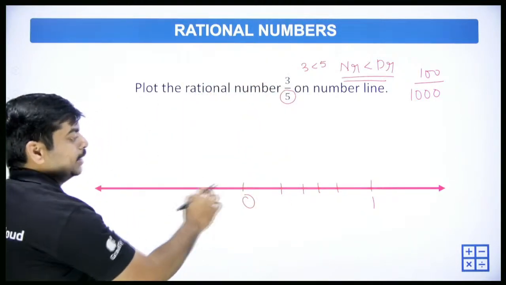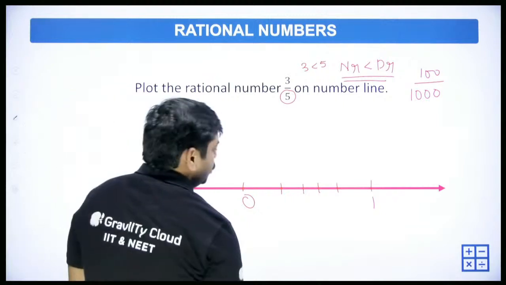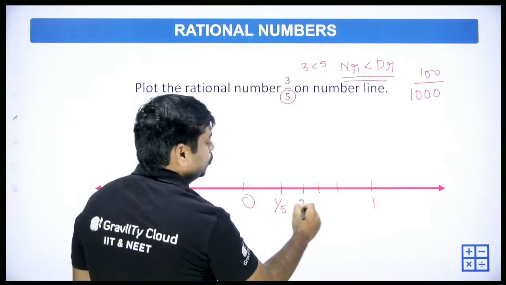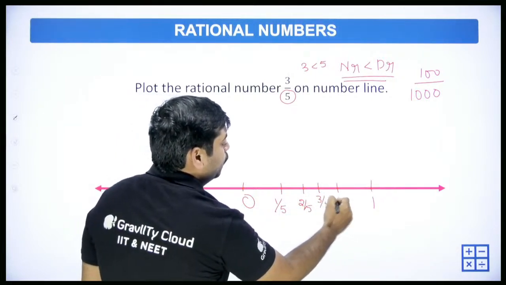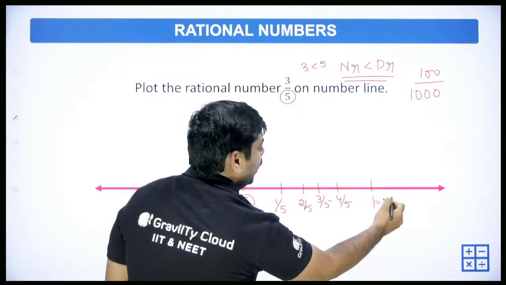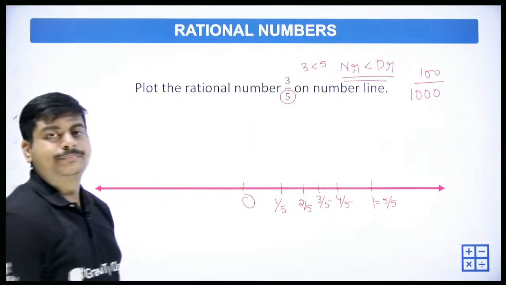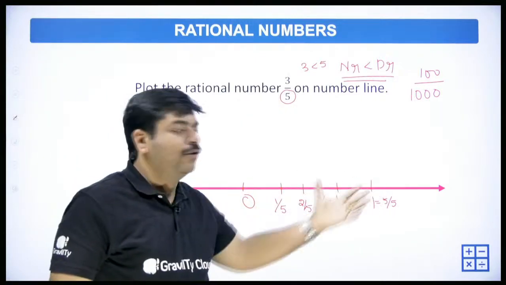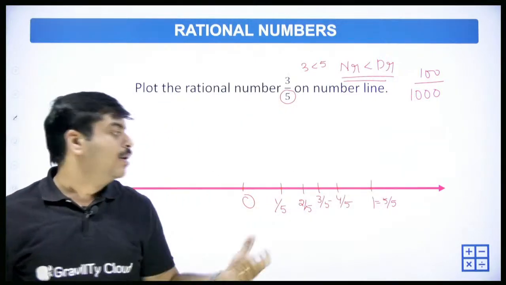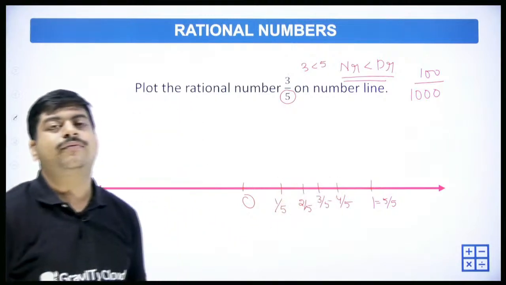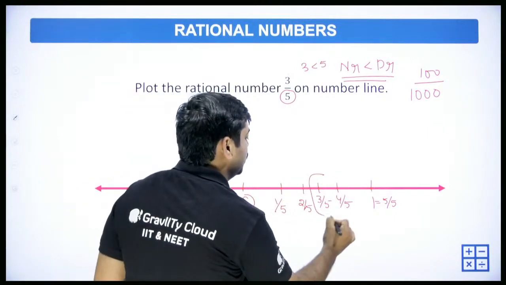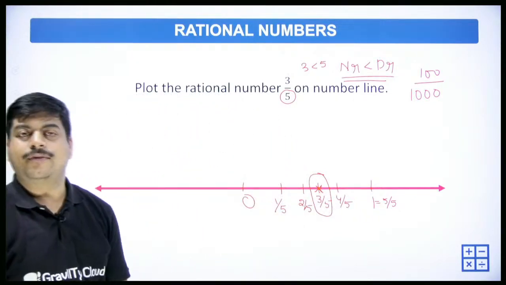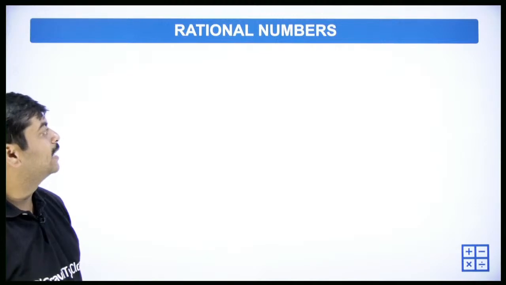This is 0. The first part out of the 5 is 1 by 5, the second part is 2 by 5, the third part is 3 by 5, then 4 by 5, and the last part, 5 by 5, is equal to 1. So where is 3 by 5? If you divide 0 to 1 into 5 equal parts, you get the value 3 by 5 here. This is the place of 3 by 5. Okay, let's move forward to the next question.